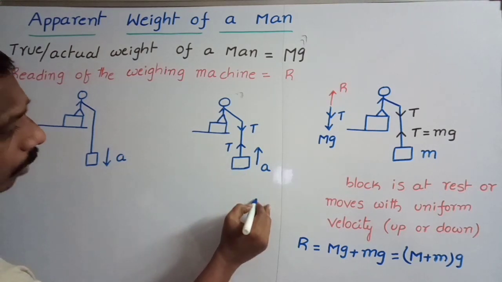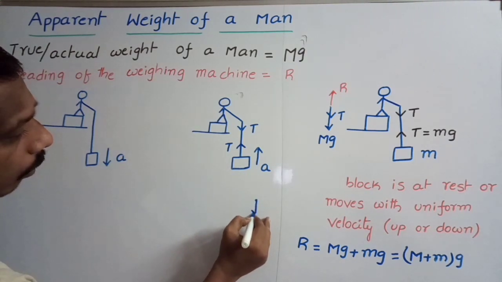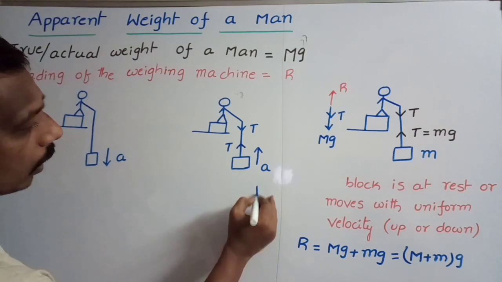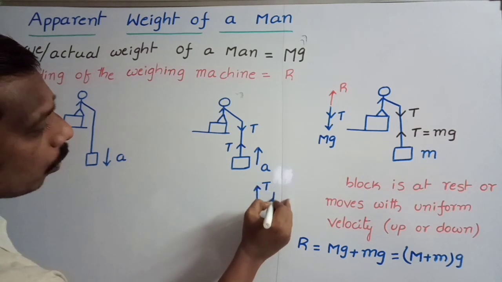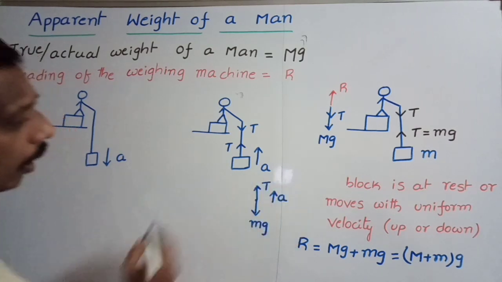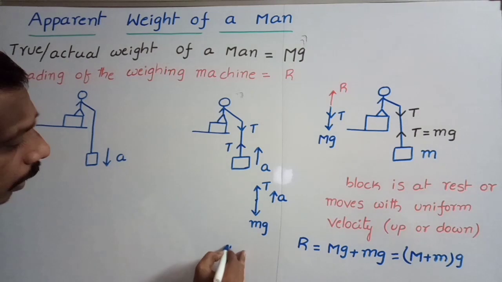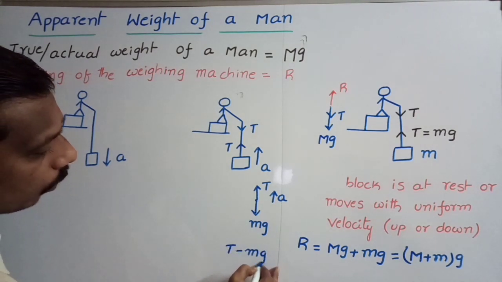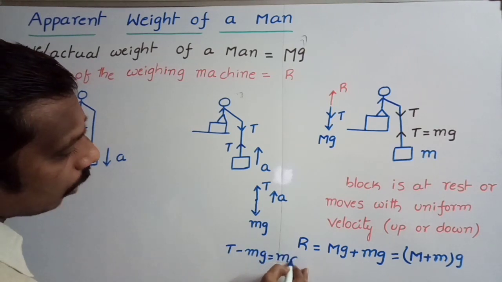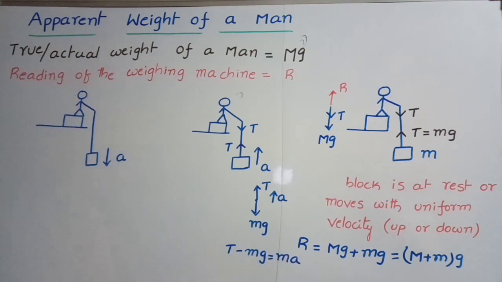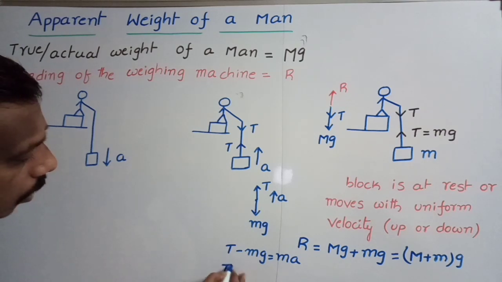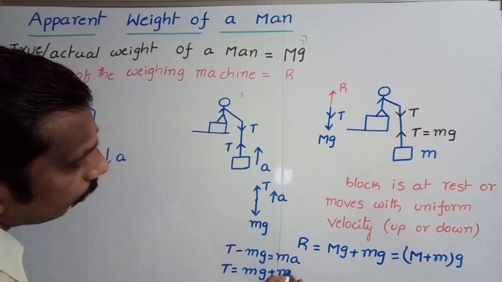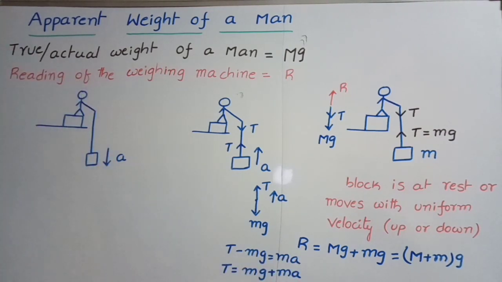First, draw the free body diagram for the block. On the block, the weight of the block is acting in the downward direction and the tension is acting in the upward direction. The block is going upward with an acceleration a. From this we can write T minus mg is equal to ma. Net force is equal to mass into acceleration. From this, tension T is equal to mg plus ma. This is the tension in the string.